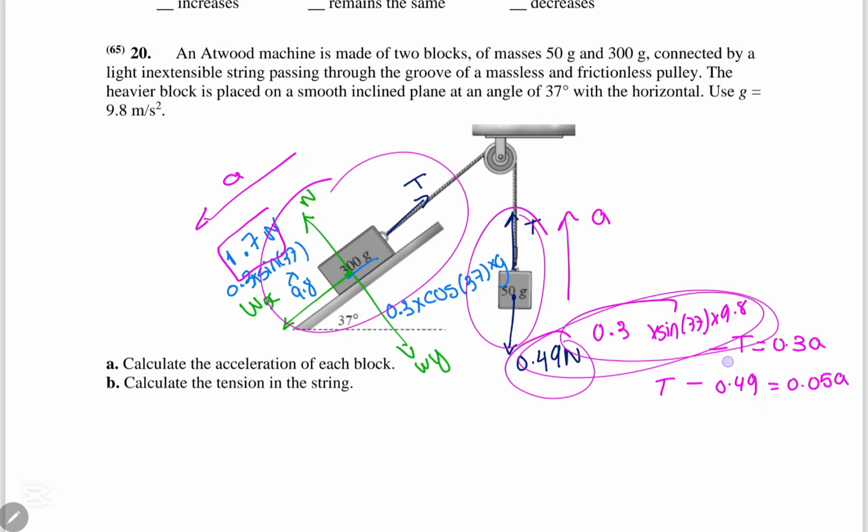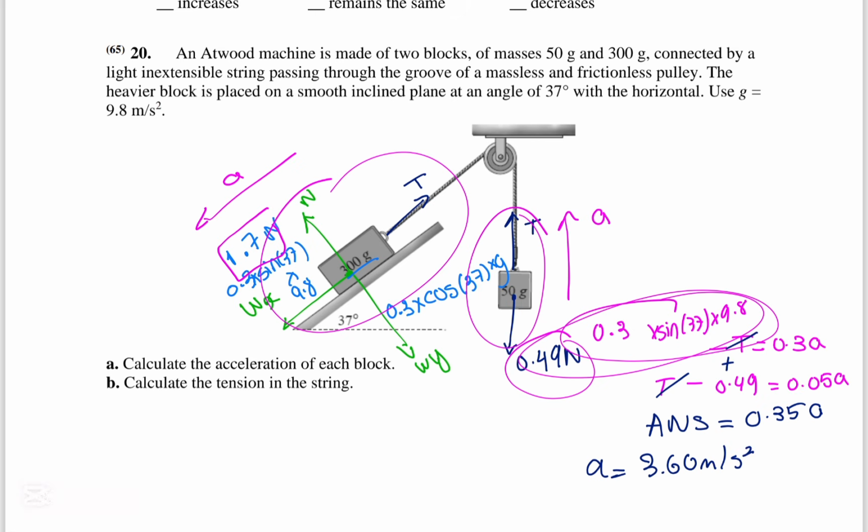So then you need to add these two equations together. Tension and tension cancel. I have 0.3 times sine 37 times 9.8, okay? And then I will subtract from it 0.49. So then I get my answer. Keep your answer exactly as it is. It's equal to 0.35a because I added them together. Then I divide my answer by 0.35. I got my acceleration to be 3.66 meters per second squared, okay?